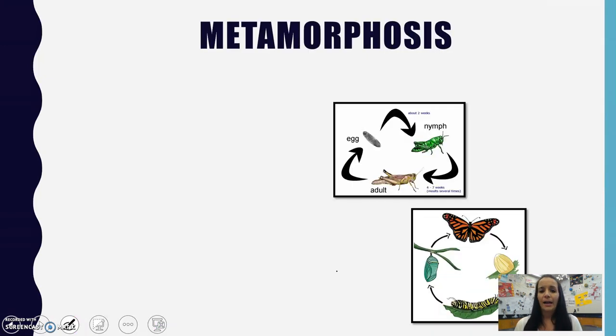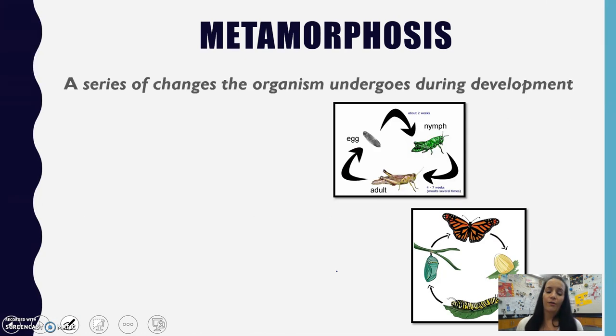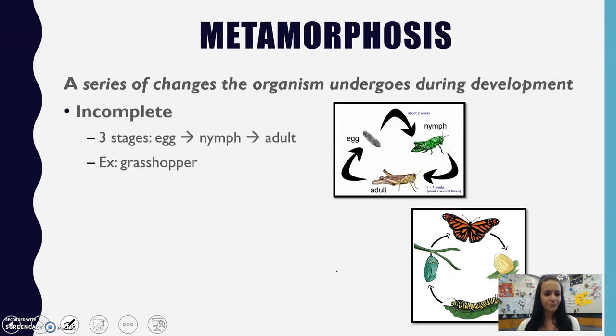The final topic I want to go over with animals with you is metamorphosis. So metamorphosis is probably something you're familiar with from elementary school, thinking about a caterpillar becoming a butterfly, but this is just a series of changes that an organism undergoes during development. And now both of my examples here are insects, but frogs, for example, also undergo metamorphosis as a tadpole becomes an adult. So the first kind is incomplete, and that's pictured right here with this picture.